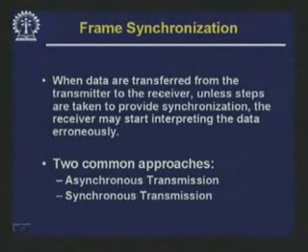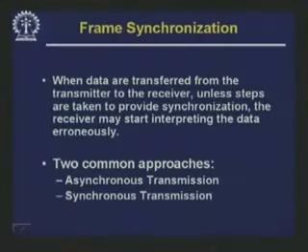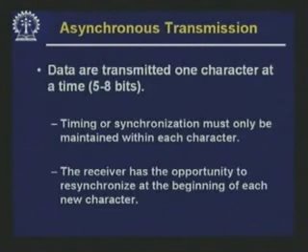When data are transferred from the transmitter to the receiver, unless steps are taken to provide synchronization, the receiver may start interpreting the data erroneously. Suppose you have taken the second byte as the first byte, you will never know that you have lost the first byte anyway. Now, two common approaches are there, one is asynchronous transmission and the other is synchronous transmission. So, we will look at both of these.